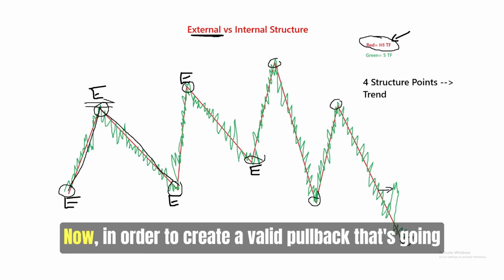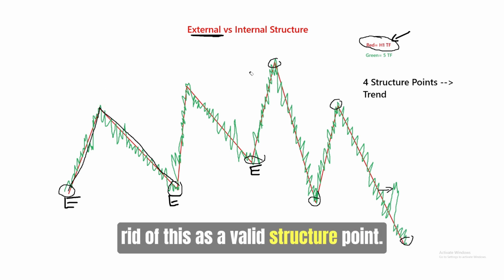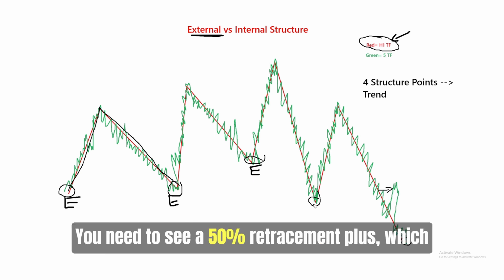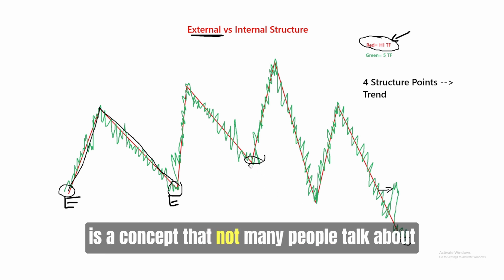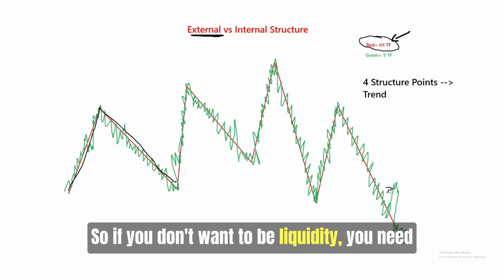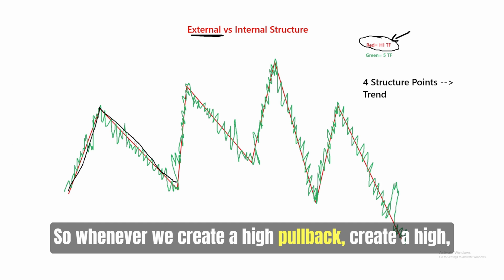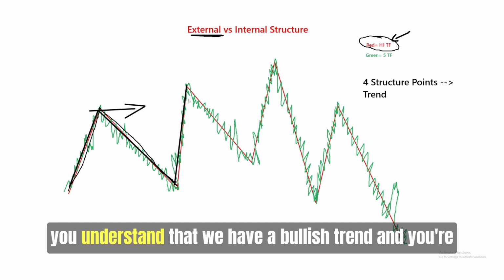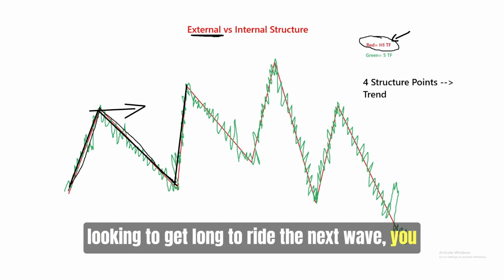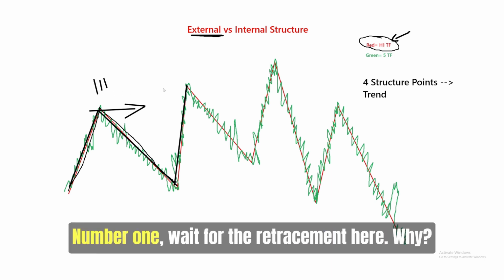Now, in order to create a valid pullback that's going to serve you as a valid structure point, you need to see a 50% retracement plus, which is a concept that not many people talk about or really understand, and they end up being liquidity. So if you don't want to be liquidity, you need to make sure that you're understanding this concept here. So whenever we create a high, pull back, create a high, you understand that we have a bullish trend and you're looking to get long to ride the next wave, you first need to wait for the retracement. Number one, wait for the retracement here.